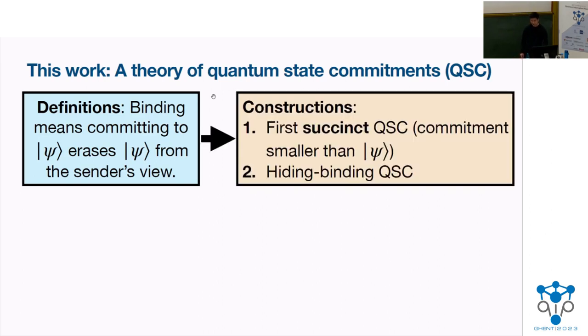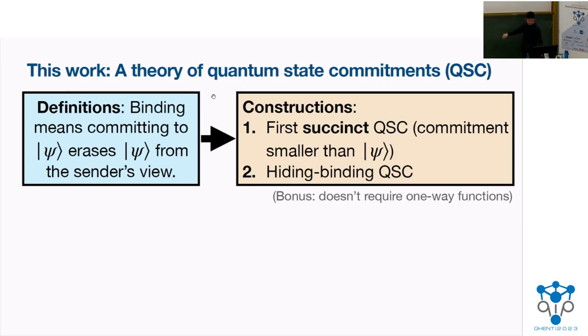Okay, and this definition gives us new constructions for QSCs, and actually pretty easy. We build the first succinct quantum state commitment, which allows a sender to commit to an n-qubit state using fewer than n qubits in their commitment. And we also formalize the security of the folklore construction, so we prove that it's binding and also hiding. Finally, as an added bonus, both of these constructions actually don't require one-way functions.